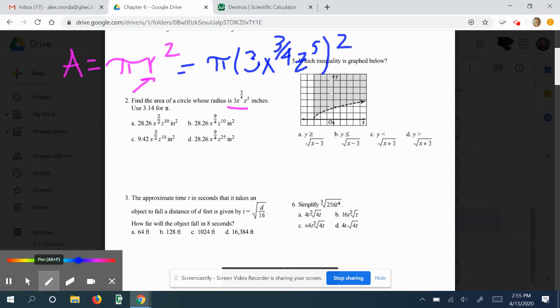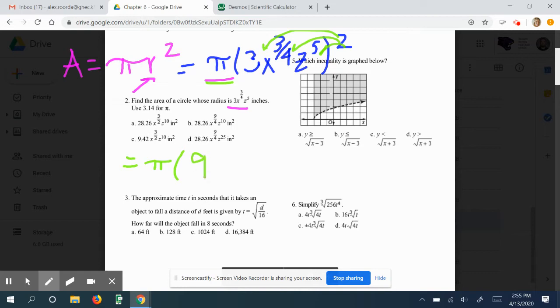The pi is on the outside, so we leave that alone. But we do have to distribute the square to everything else. So I'll write it down here. Pi times 3 squared is 9, times x to the 3/4 times 2, which is 6/4, and then z to the 5 times 2 is 10.